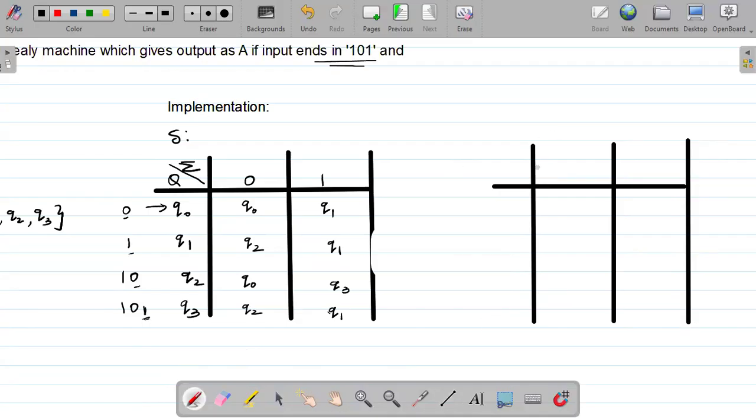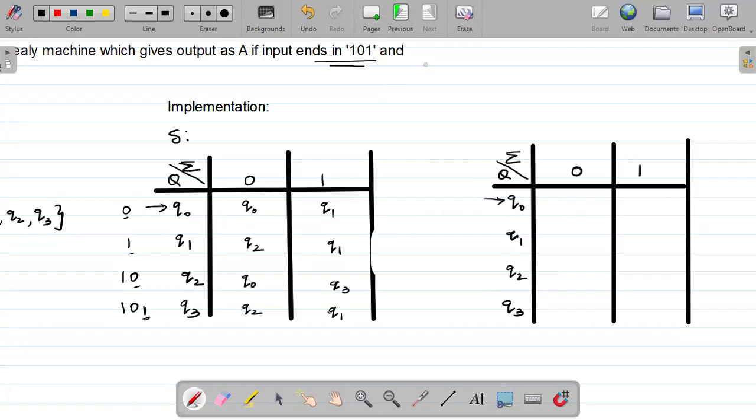So here we are having state versus the input. Input is in terms of 0 and 1. We start with the state Q0, then we have Q1, Q2, and Q3. Now, if you see here Q0 to Q0, there is a transition that is happening. It was happening on getting 0 as the input.